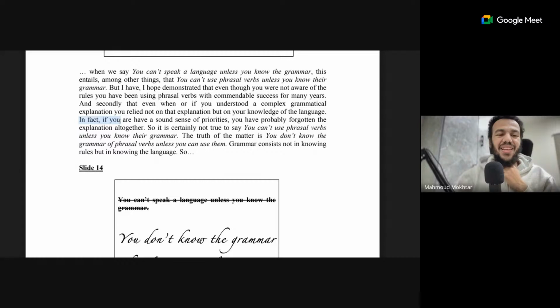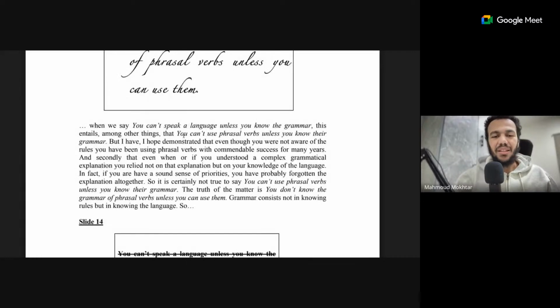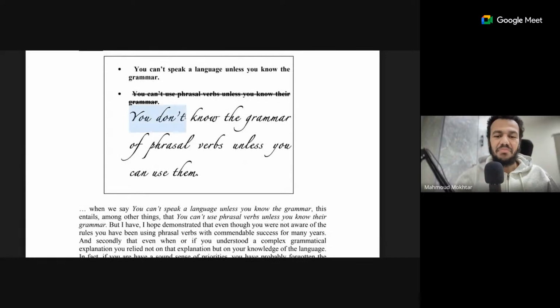In fact, if you have a sound sense of priorities, you have probably forgotten the explanation altogether. So it is certainly not true to say you can't use phrasal verbs unless you know their grammar. It is not true. You can use the phrasal verbs without knowing their grammar. You can.